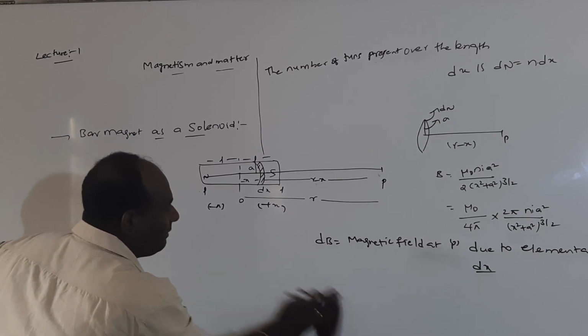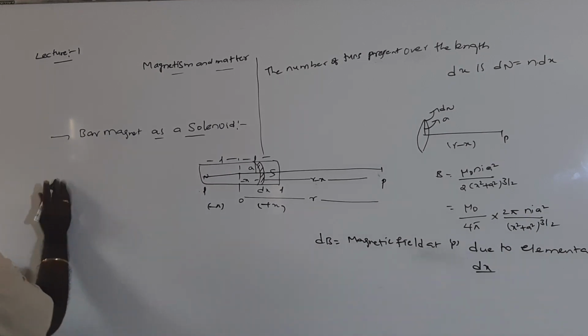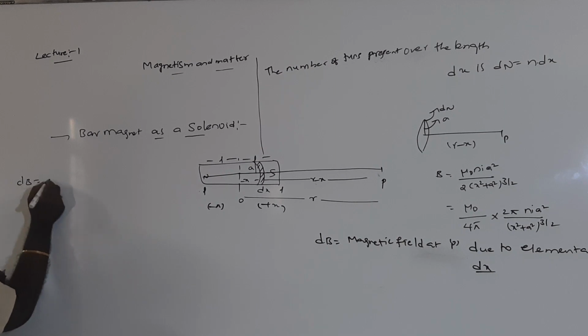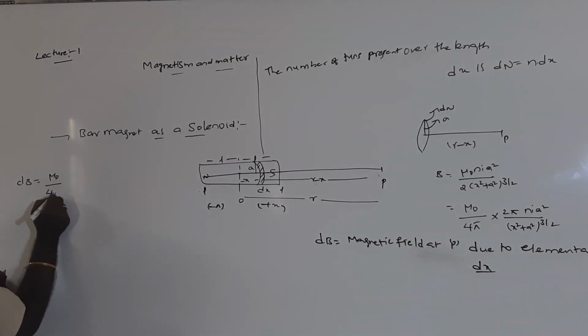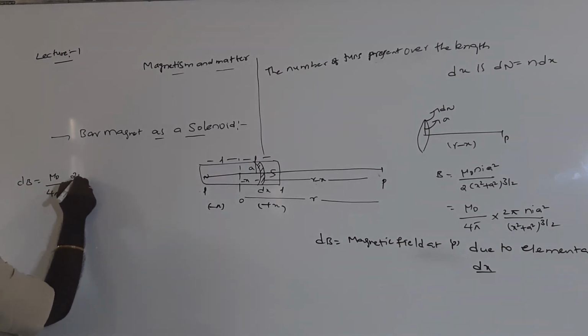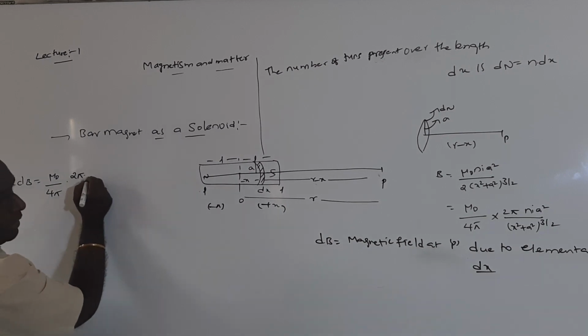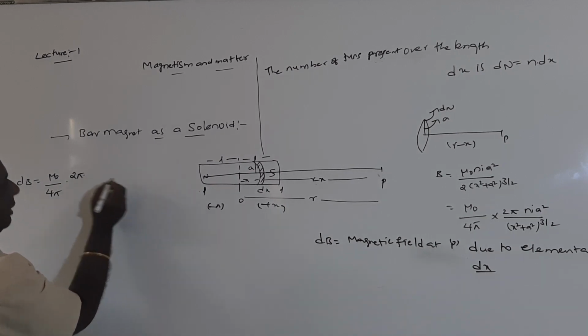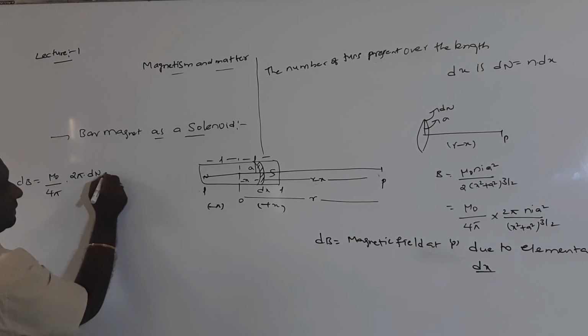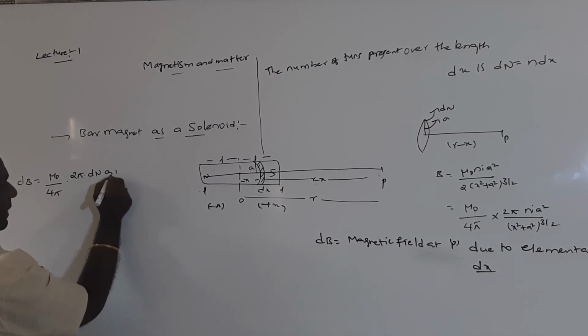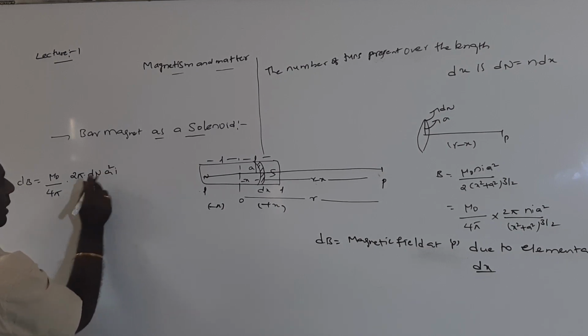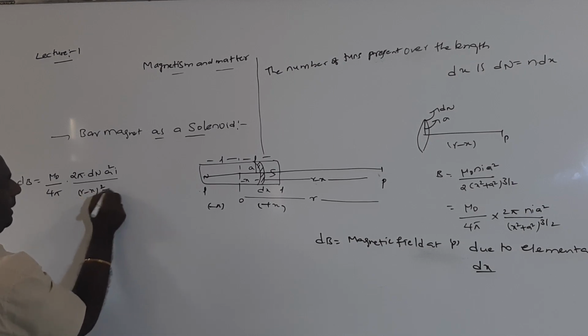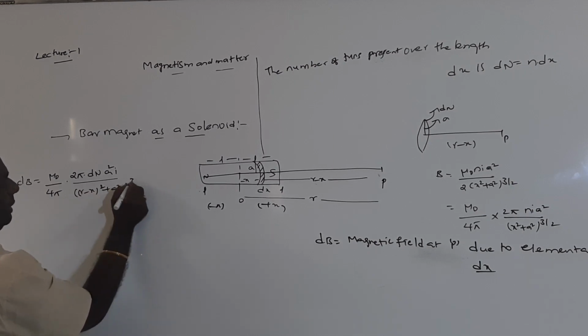Here I want to find the magnetic field dB. What is dB? dB is equal to mu naught by 4 pi, times 2 pi x. How many turns are there? N turns. Here, how many turns? dN turns, and the radius A is the same. Current I is flowing. So we get A square I by R minus x whole square plus A square, whole power 3 by 2.